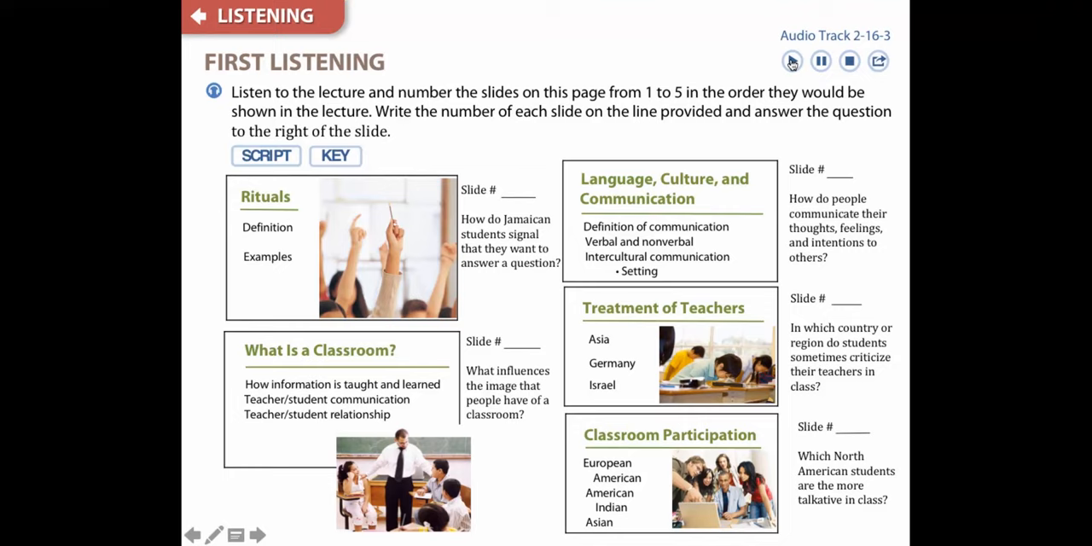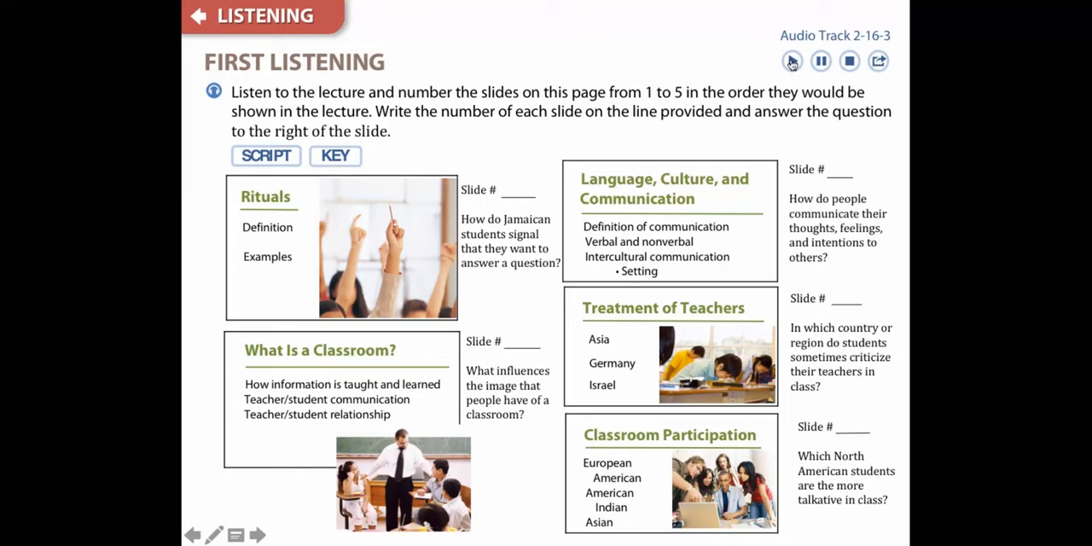In some countries, when a teacher enters the classroom, the students ritually stand up. In the United States, a classroom ritual occurs when students raise their hands to signal to the teacher that they know the answer to a question. This hand raising is not a universal classroom ritual to signal intent to answer a question, however. Jamaican students snap or flap their fingers to signal that they want to answer a question.